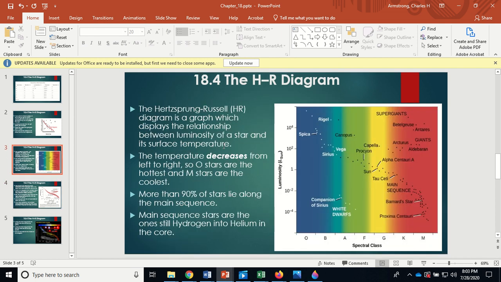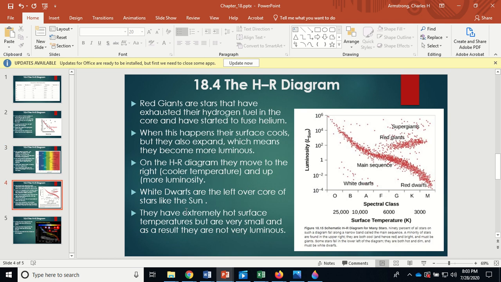Okay, so we covered everything here. Red giants are stars that have exhausted their hydrogen fuel in the core and have started to fuse helium. When this happens, their surface cools. So these guys used to be over here, but they cooled down. Their surface cooled. But they went up, didn't they? It looks like they might have gone up a little bit. These guys are kind of going up into there.